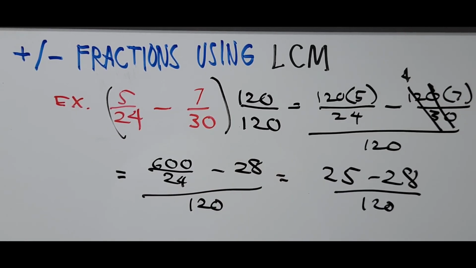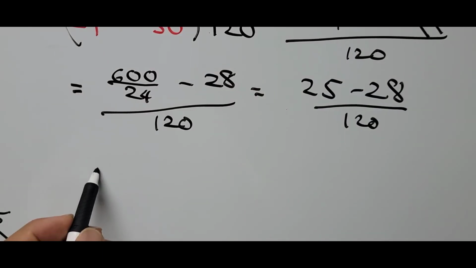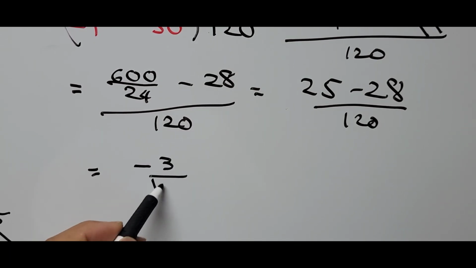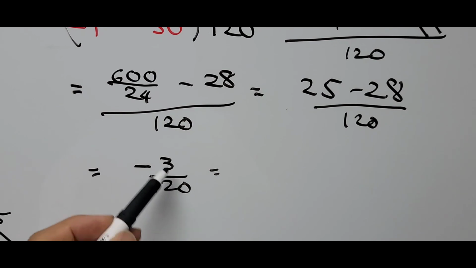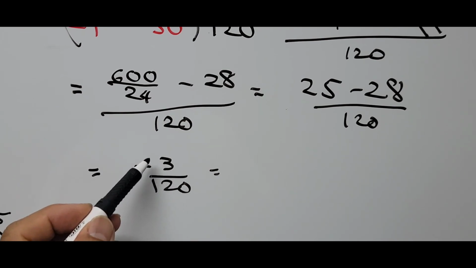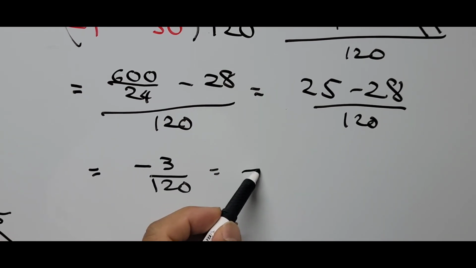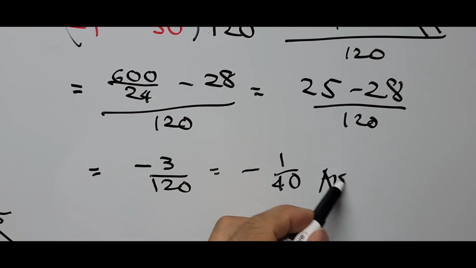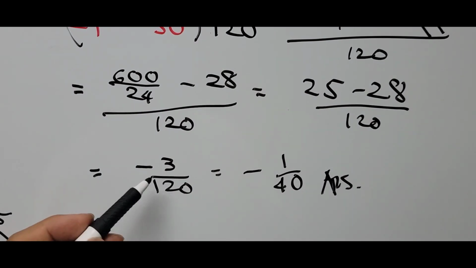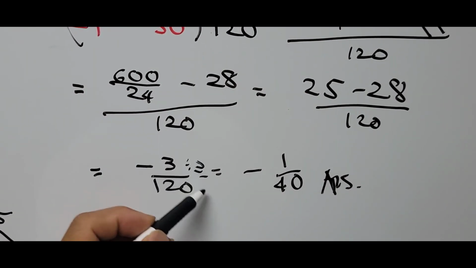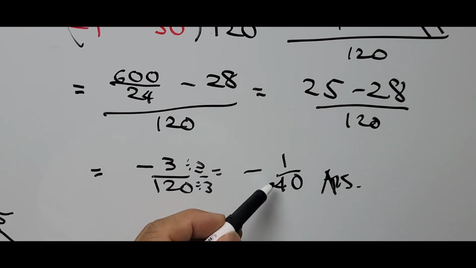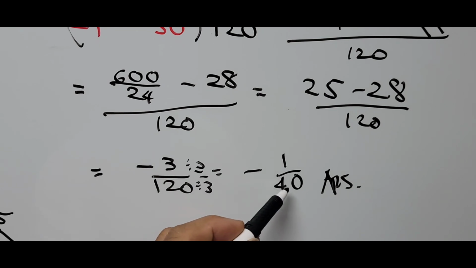So we're getting a negative answer. 25 minus 28 is negative 3 over 120. 40 times 3 is 120, right? So that's negative 1 over 40. So that's our answer. We simplify this one by dividing by 3 over here, and dividing by 3 on that one also. So 3 divided by 3 is 1, and 120 divided by 3 is 40.